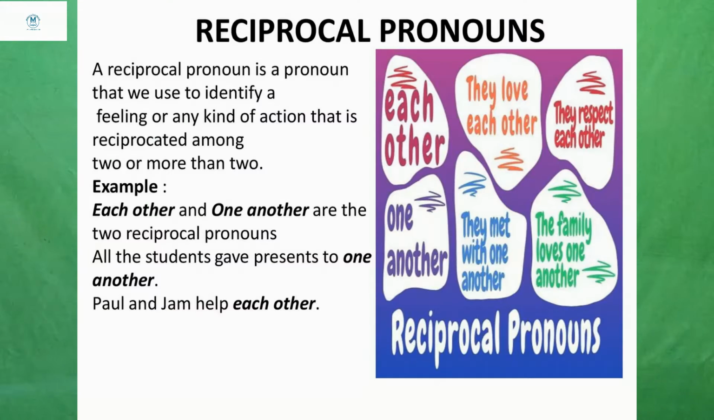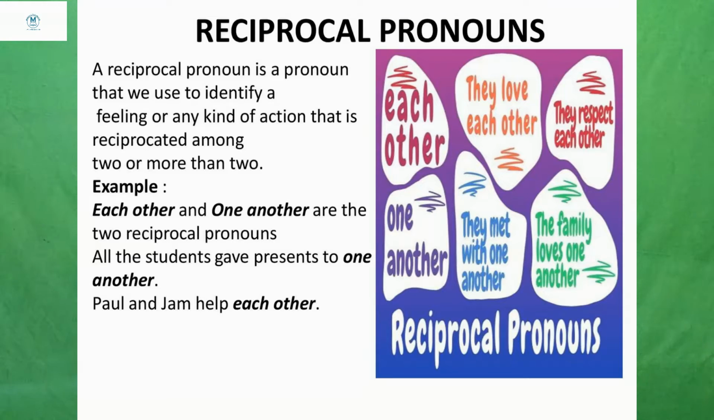Understood? So the next pronoun is the reciprocal pronoun. So what is a reciprocal pronoun? A reciprocal pronoun is a pronoun that we use to identify a feeling or any kind of action that is reciprocated among two or more. When you are discussing some feeling or an action between two persons or a group of persons, then you use reciprocal pronouns.